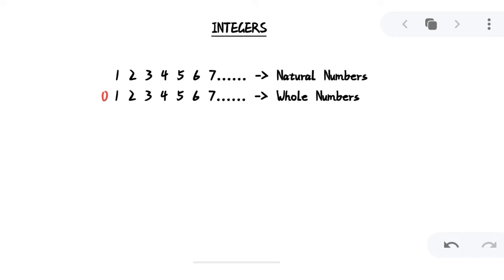In the first chapter, we have learned about the natural numbers. The numbers starting from 1 till infinity are known as natural numbers. And when 0 is added to 1, this range of numbers becomes whole numbers. These are known as whole numbers.